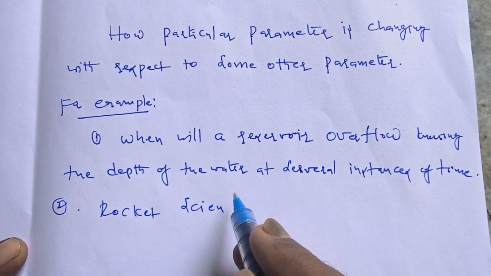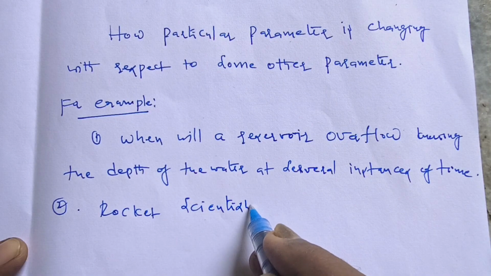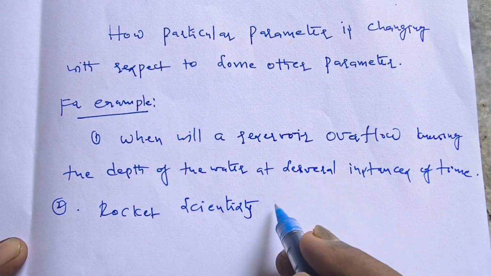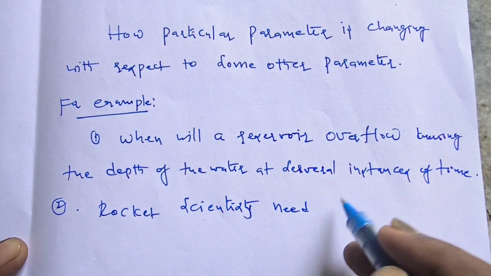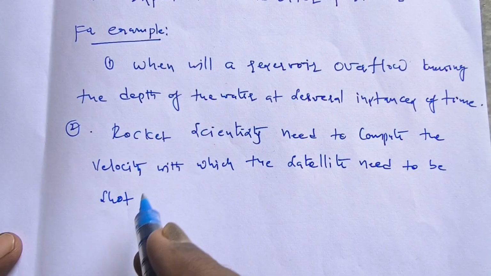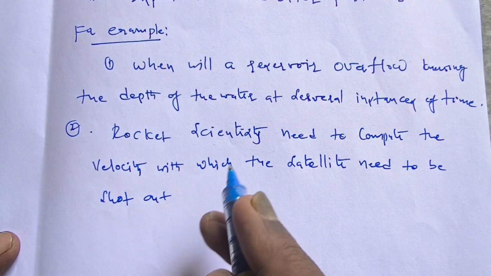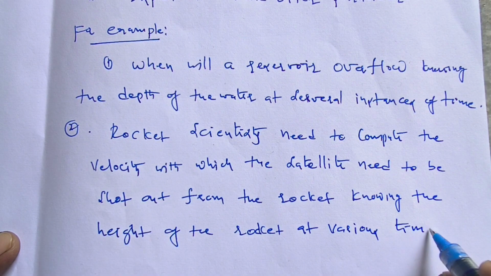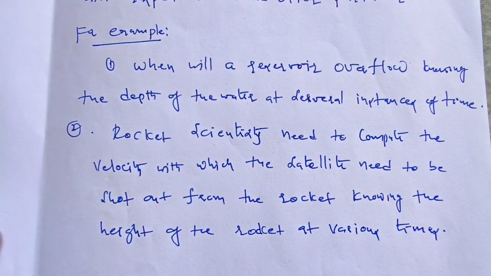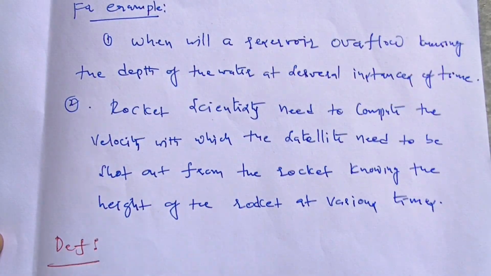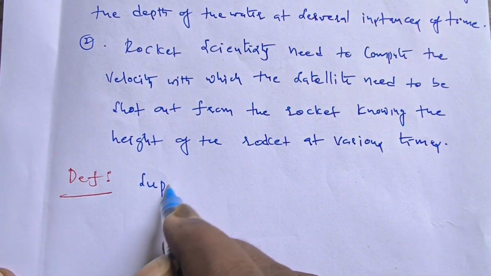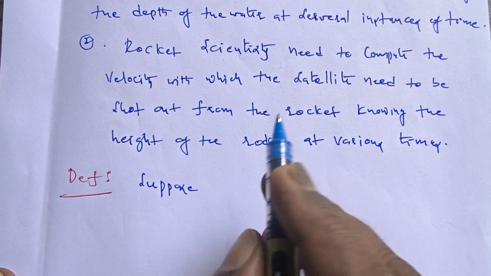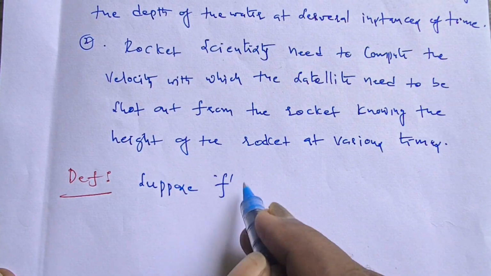When will a reservoir overflow, knowing the depth of the water at several time intervals? A second example is a rocket example. Rocket scientists need to compute the velocity at which the satellite needs to be shot out from the rocket, knowing the height of the rocket at various time intervals.